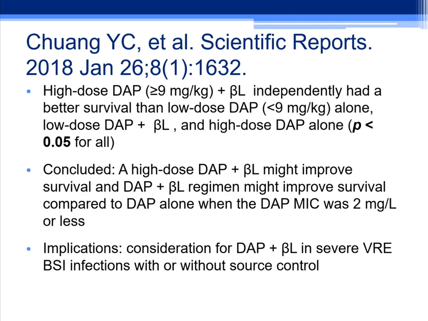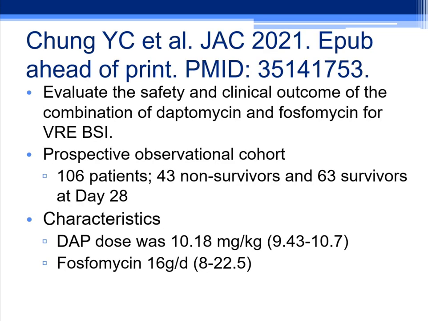So they were able to conclude that high dose dapto plus the beta-lactam might improve survival, and that this regimen might particularly improve survival when your dapto MIC is 2 or less. So when you do have a VRE infection with or without source control, it would be wise to potentially consider a dapto plus beta-lactam regimen, particularly ampicillin or ceftriaxone, in terms of activity for killing effect.